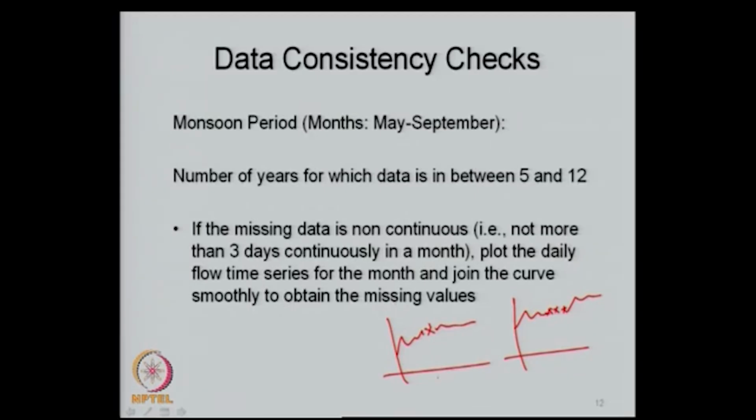So, let us say this was June month for so many years. For June month we have the flow data for so many years, simply plot the time series and then smoothly join it. If it is 3 days, you will smoothly join it, because the length of the data itself is small, and therefore, the procedure that you adopt can be slightly approximate. So, you simply smoothly join the time series and then use them as the missing data.